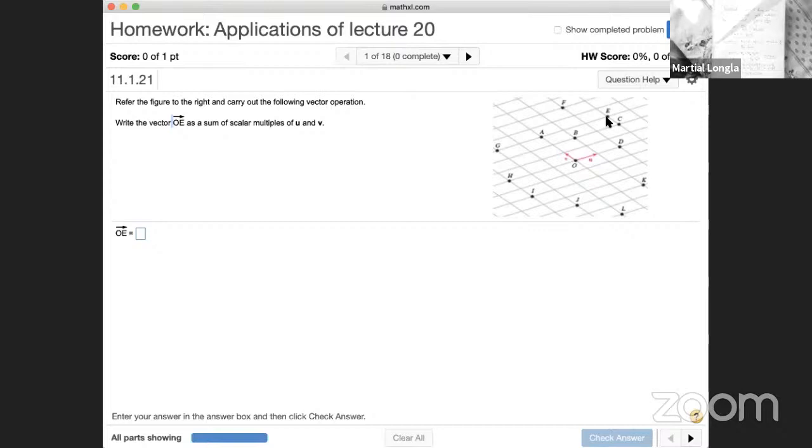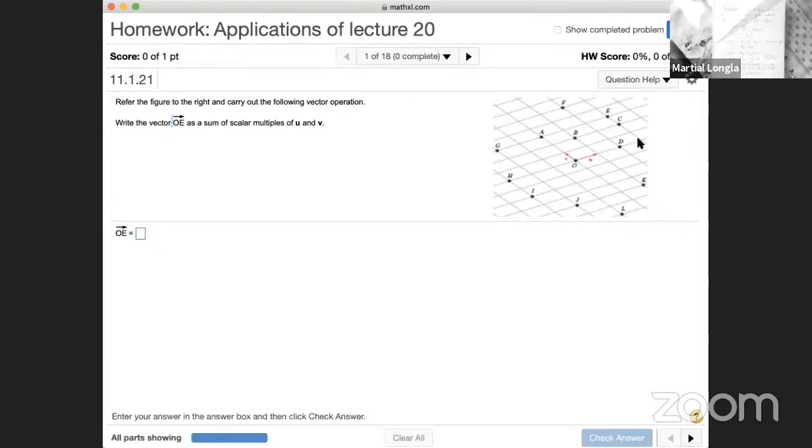This first question refers to this graph and asks you to write this vector as a sum of scalar multiples of u and v, where u is the vector along one side and v is the vector along the other side. So you have to see how many of such vectors we need to add to get to E. To go from O to E, we could go from O all the way to this point here, and then go from this point to E.